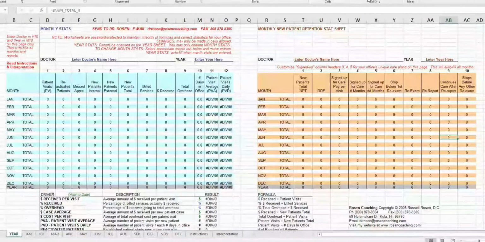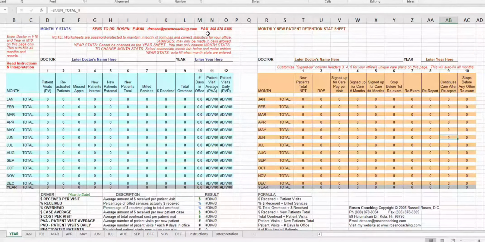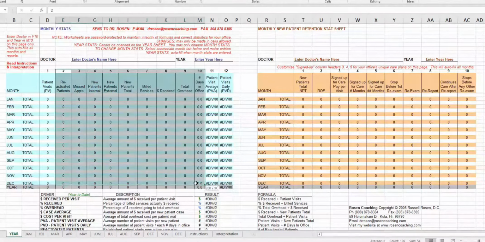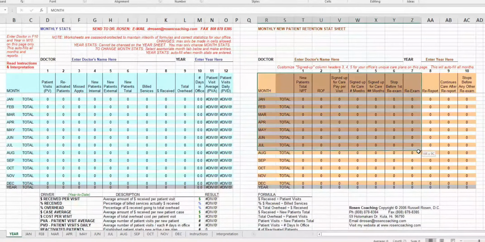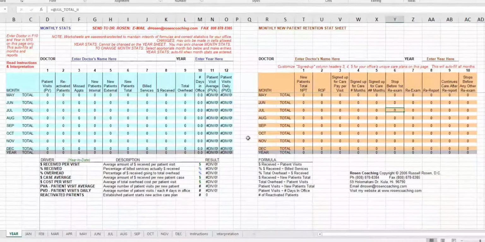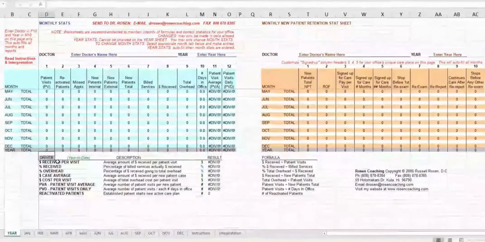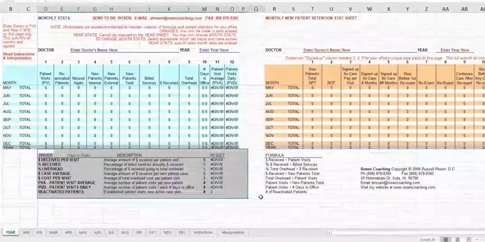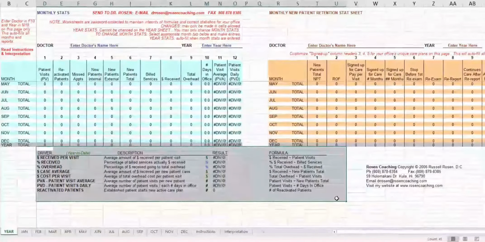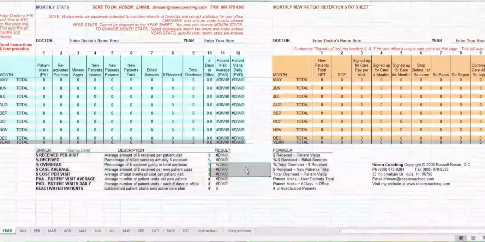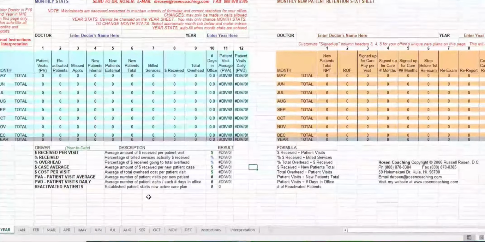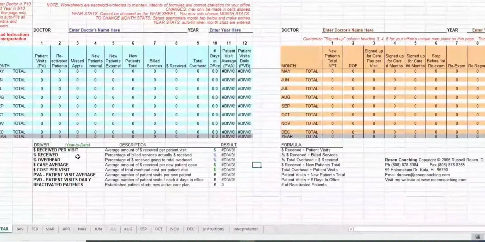Okay, so the first thing I want to do is take a look at this first stat sheet called the OHC Master Stat Sheet. What you're going to see is that there's the blue section over here, there's the brown section over here, and then down here we have statistics. And what's going to happen is that this stat sheet will figure all these statistics out for you. So let's take a look.